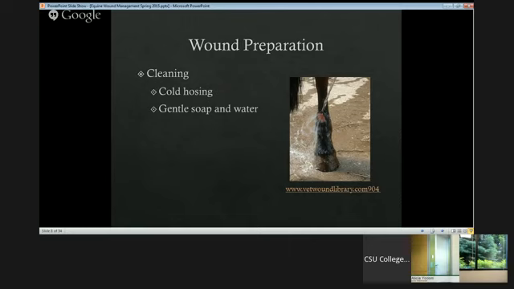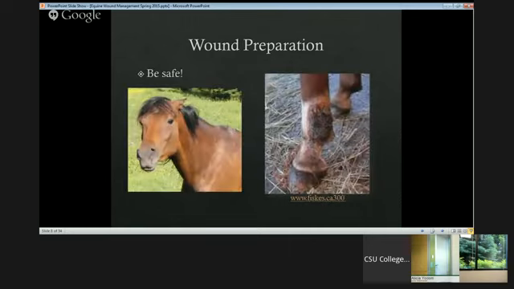And then one thing to remind you, with any type of wound preparation, is to be safe and pay attention to your horse and its sensitivity. Most of these wounds can be very painful, especially if they've just occurred. And so just a reminder to stay very safe and use a veterinarian if in doubt at all.